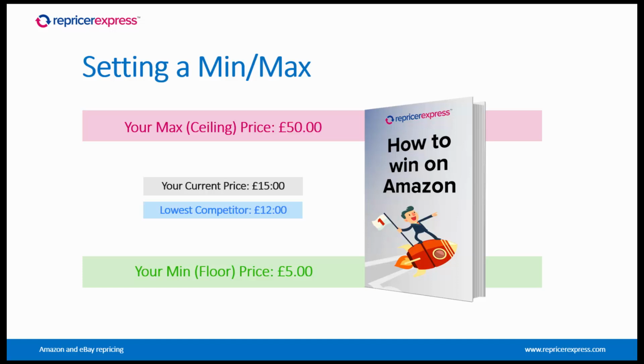Once you've done this, RepricerExpress will then use your pricing rule, which you'll set up, to determine how you'll reprice. In this rule, for example, you could set it to beat your cheapest competitor by 1p. With that being the case, every time one of your competitors changes price, we'll then reprice you to beat them by 1p, as long as you're still within your minimum and maximum range. So that's it in a nutshell.